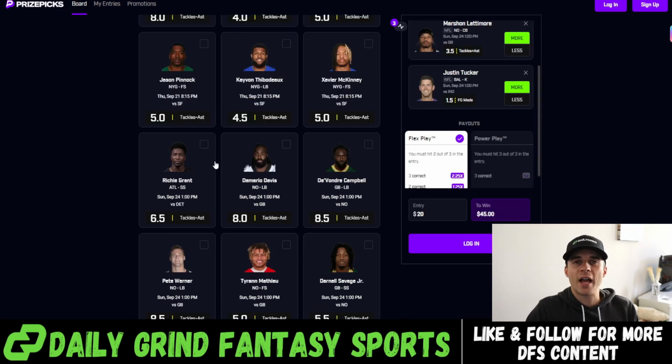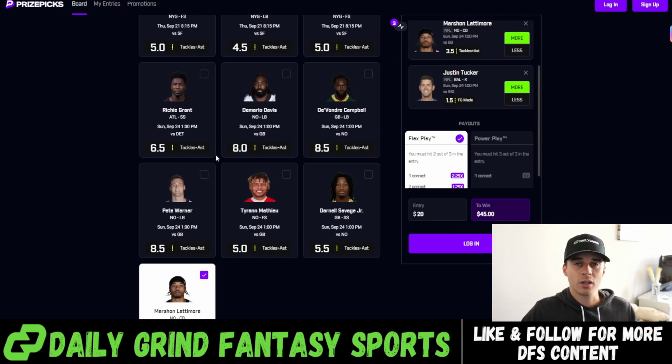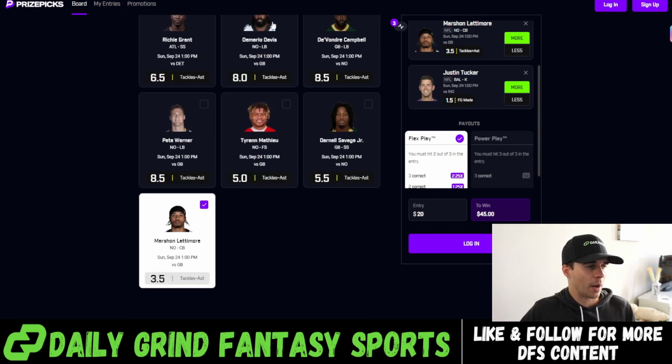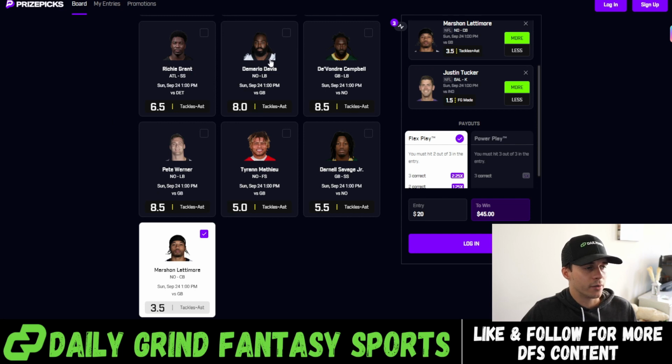So I did this the old-fashioned way. I actually just went to tackles plus assists. I found Demario Davis. It actually looks like he did just get bumped from 8.5 down to 8, so we missed out on the value there. I was going to make a case for this somewhat still being positive correlated, right? If Demario Davis isn't getting tackles, hopefully Marshawn Lattimore is, but we don't even need to dive into that because we're not going to play this Demario Davis play.